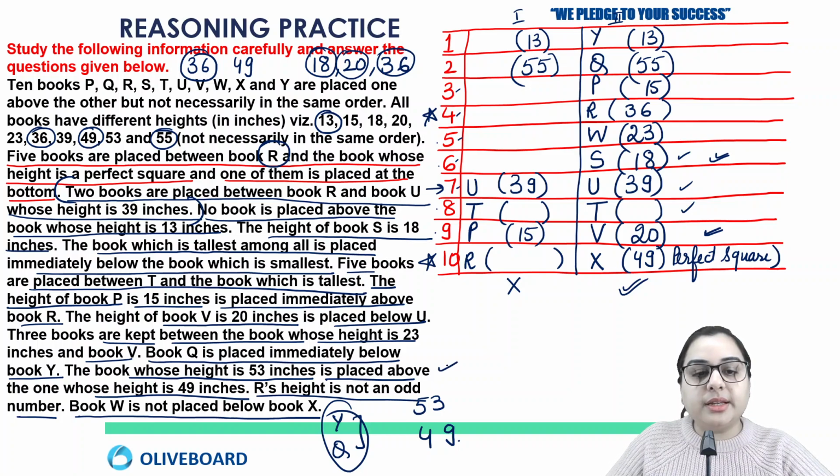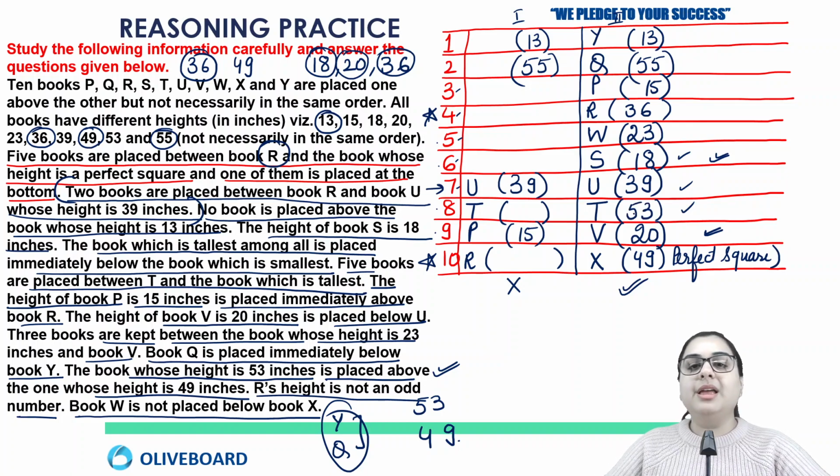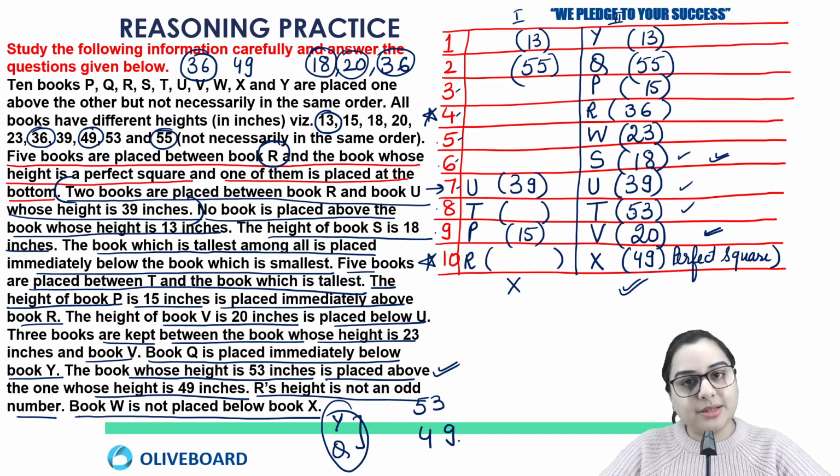And this was the line that the book whose height is 53 inches is placed above 49. So above 49, we are already left with just one blank, and hence we are going to write 53 here, and with this your solution is complete. So this is how you have to handle a puzzle.